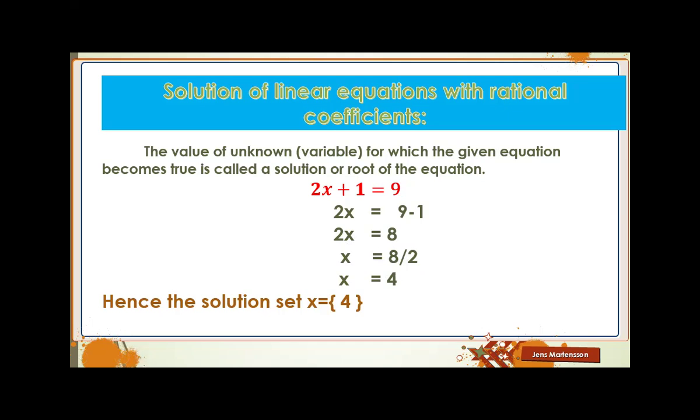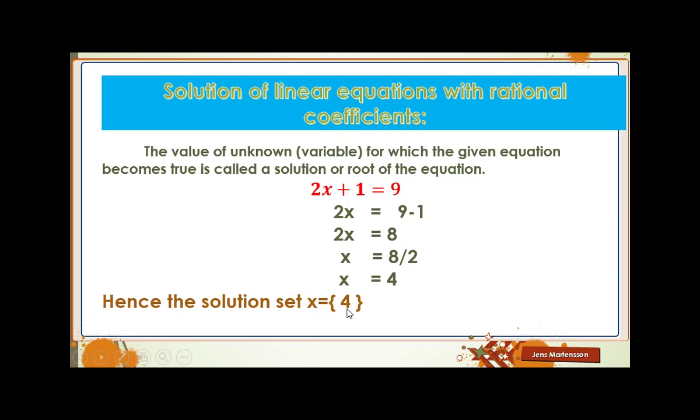So this value of x is a solution of the equation, or we can say it is the root of the equation for which this equation becomes true. How does it become true? If we put the value x equals 4 in this equation, it becomes 2 into 4, which is 8, plus 1, which is 9. That means 9 equals 9, so the equation becomes true. So we get the solution set x equals 4.